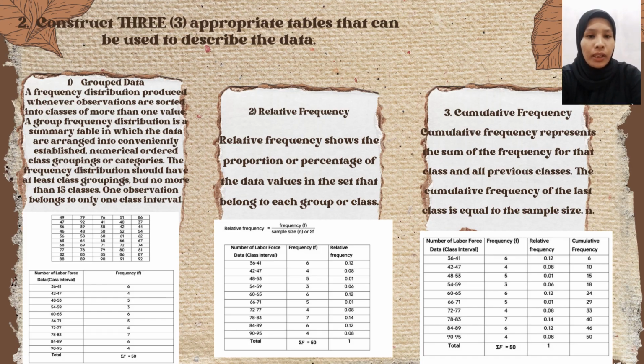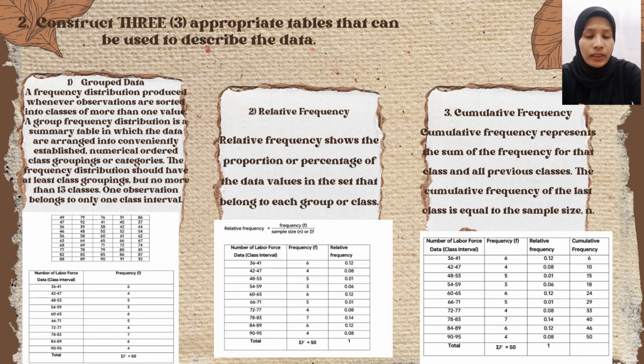3. Appropriate tables that can be used to describe the data. First, grouped data, relative frequency, and cumulative frequency. Grouped data is a frequency distribution produced whenever observations are sorted into classes of more than one value. A grouped frequency distribution is a summary table in which the data are arranged into conveniently established numerically ordered class groupings or categories. The frequency distribution should have at least five class groupings but no more than 15 classes, and each observation belongs to only one class interval.